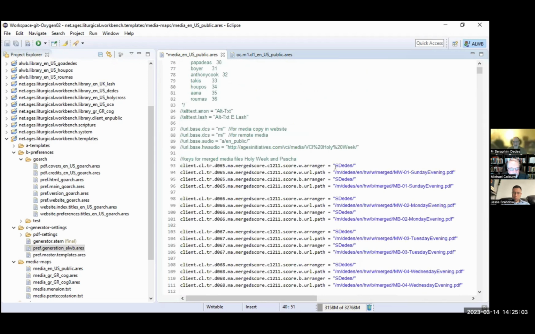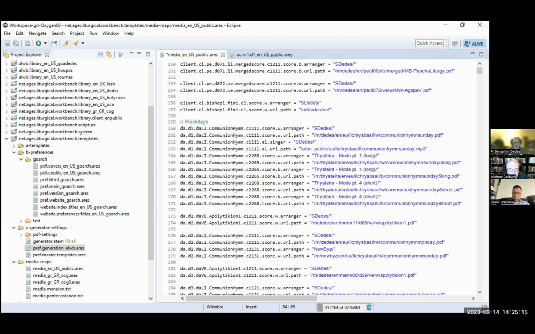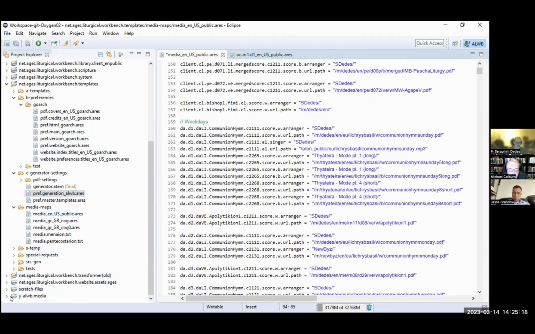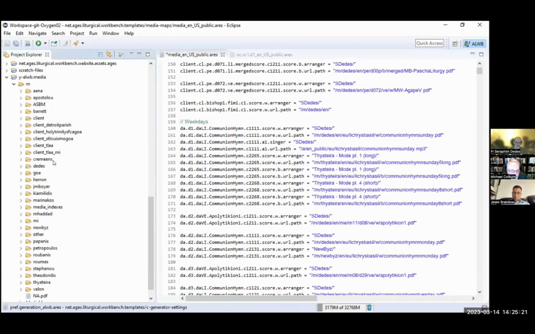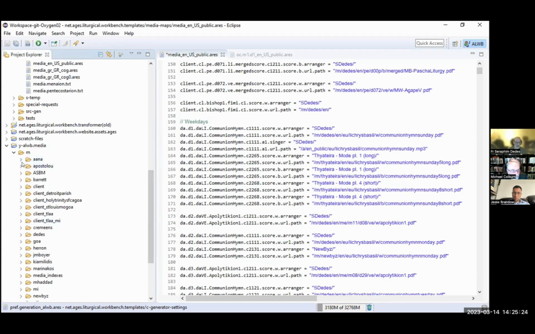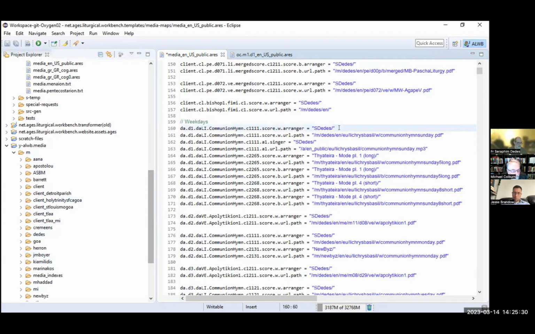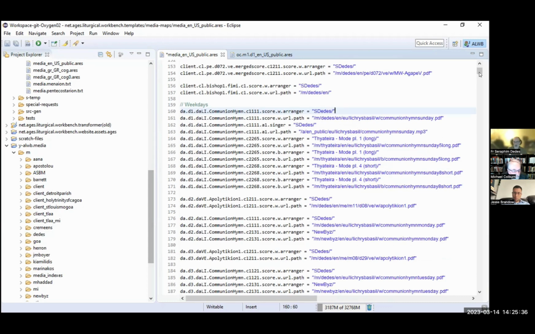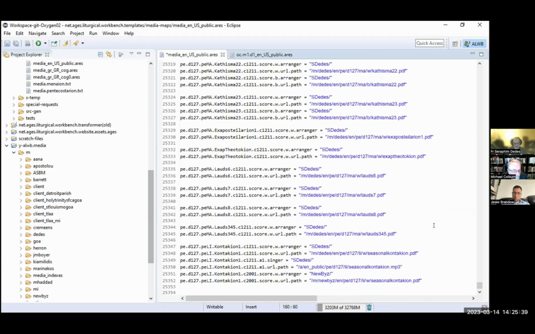Anyway, so this is the URL information, the path information. And so that's how we register all the media that's here in the M folder. So everything that's in these folders has 2 lines of identifying material in this media map, which is why the whole file is 25,350 lines. It also includes audio.